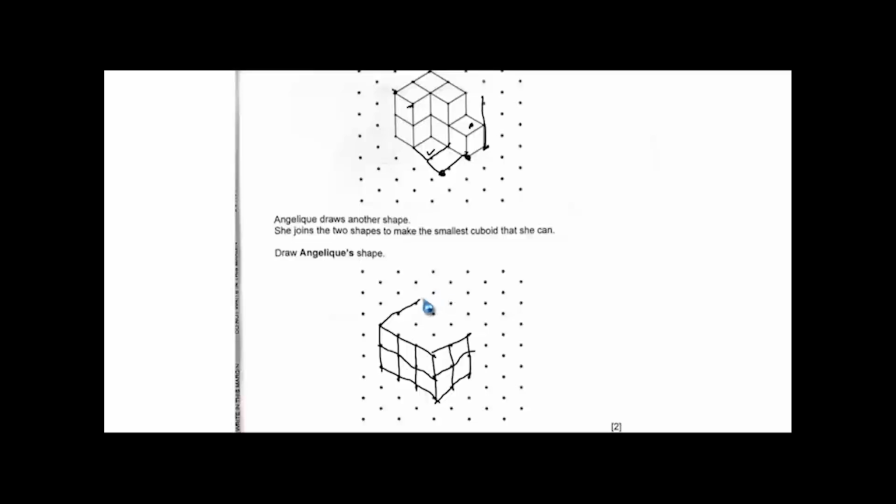So we can join this like this, then we can join this like this, then join this like this, join this like this. So this is how the cuboid will look like. If you have your ruler and you are doing it on paper, it will be neater and very okay like this.